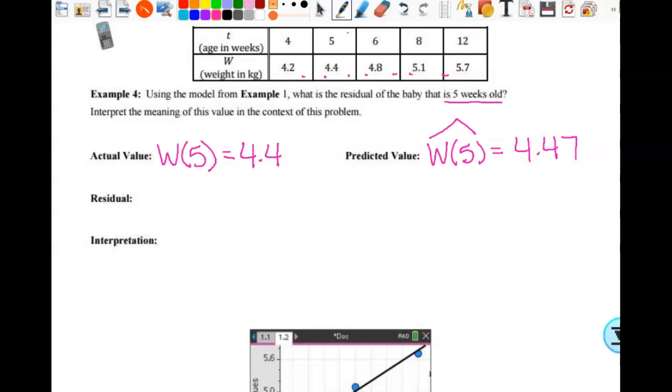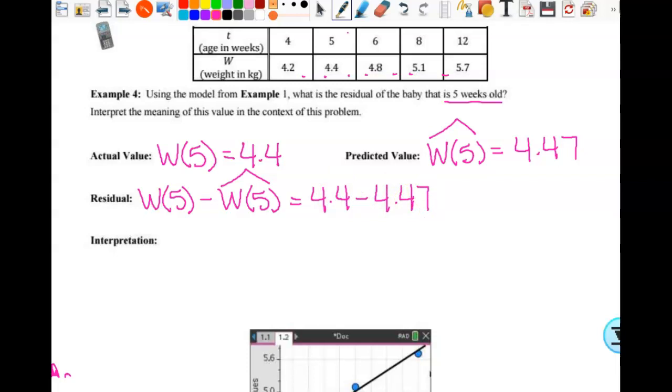Okay. So then the residual, remember, the residual is the actual, which is W of 5, minus the predicted, which is W of 5 hat. Important to write these notations down. That shows that you understand which are the y's and which are the x's and what's what. And we get 4.4 minus 4.47. Then you still have that calculator screen. My suggestion to you, it is a calculator problem. Let the calculator do it so you don't do something ridiculous.